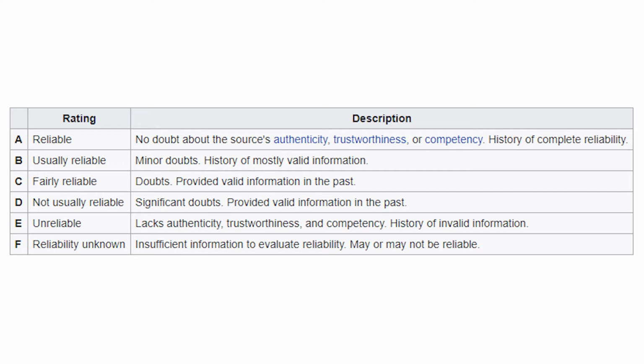E is unreliable. It lacks authenticity, trustworthiness, and competency. History of invalid information. And F, it cannot be judged. It's insufficient information to evaluate reliability and may or may not be reliable.